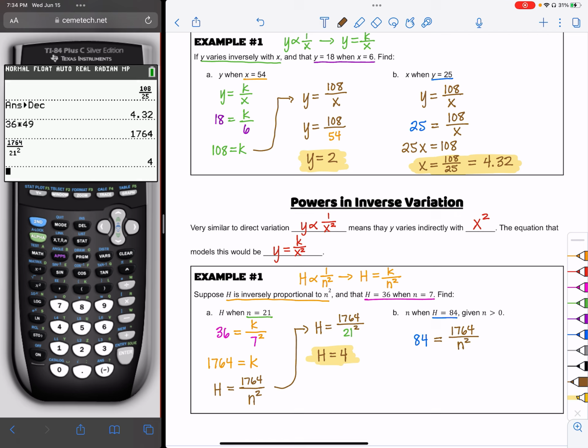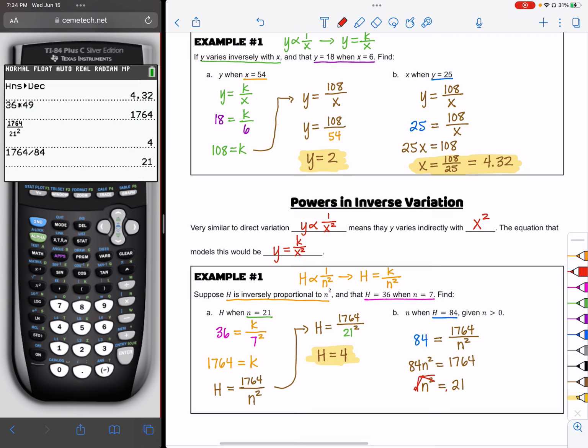The first thing that I want to do is multiply both sides by n squared. So I'm going to have 84 n squared is equal to 1,764. Then I'm going to divide both sides by 84. So I get 1,764 divided by 84, and we end up getting 21. So I know that n squared is equal to 21. And then, of course, we know that the opposite of squaring is to take the square root. So if I take the square root of both sides, I will end up getting that n is equal to the square root of 21.